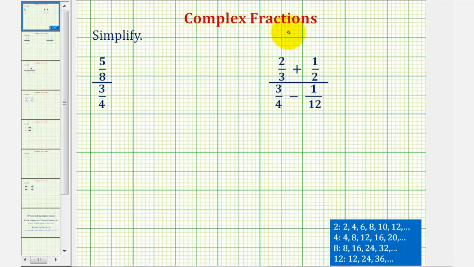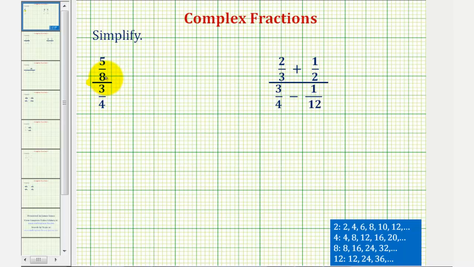Welcome to two examples of simplifying complex fractions. A complex fraction is a fraction that has a numerator and/or denominator that also contains a fraction. Looking at our first example, if we focus on this larger fraction bar here, notice how the numerator has a fraction of 5/8 and the denominator has a fraction of 3/4. That's what makes this a complex fraction.